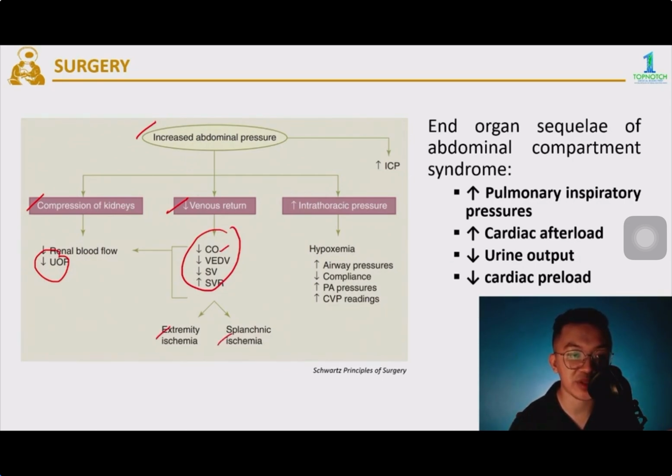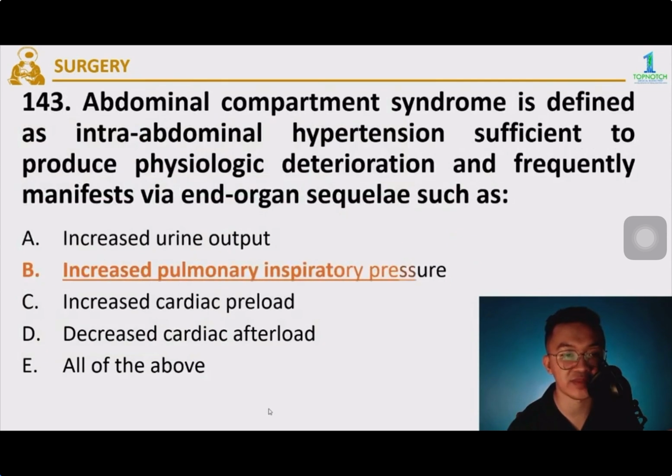Also, increased abdominal pressure is going to increase the pressure in the thoracic cavity because it's going to push the diaphragm upward. So you're going to have increased pressures, decreased compliance, and increased CVP readings. These four are actually the more important ones: increased pulmonary inspiratory pressure, increased cardiac afterload, decreased urine output, and decreased cardiac preload. So 143, the correct answer is, again, letter B.